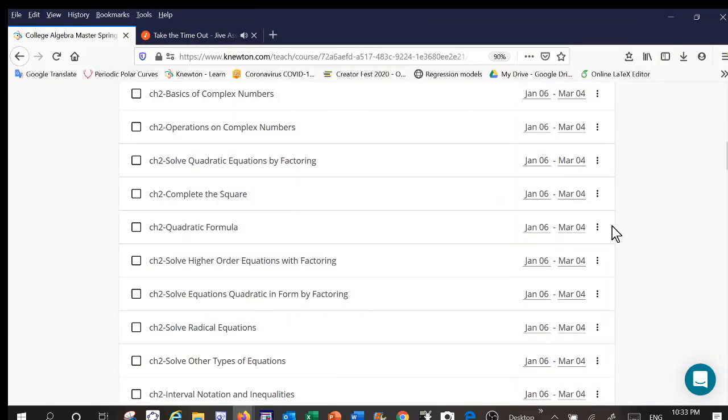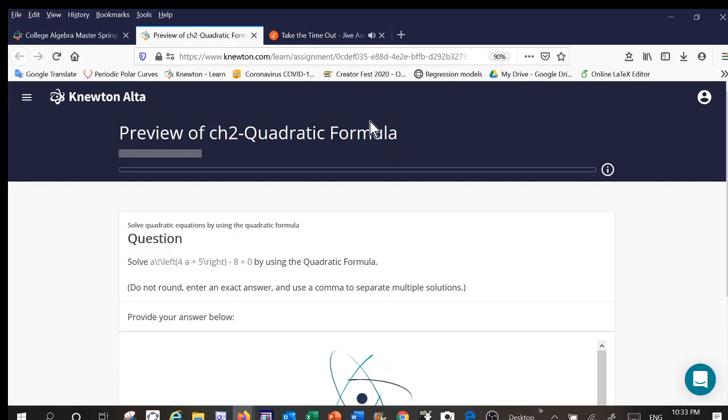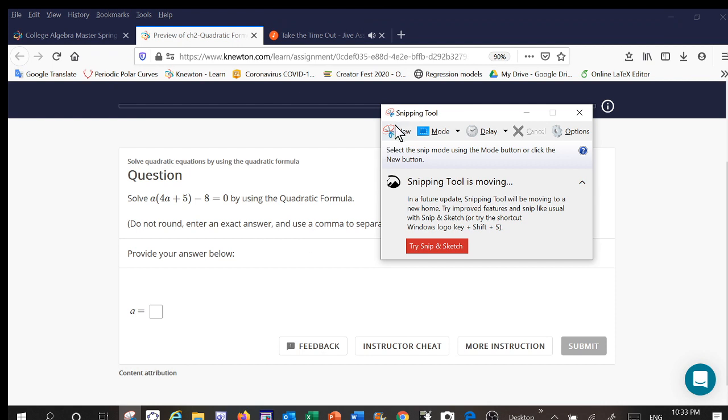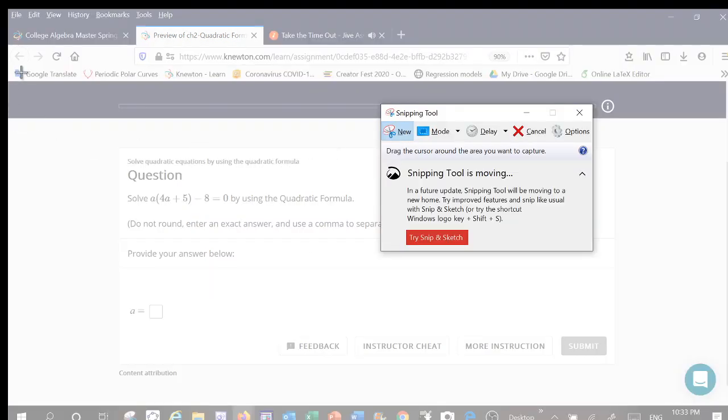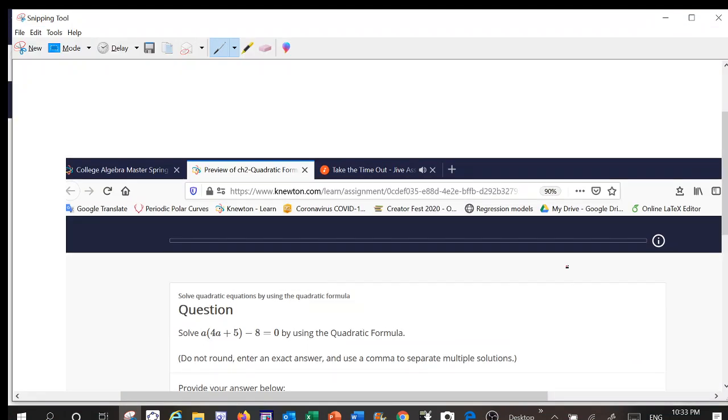So I'm going to start with quadratic formula and go from there. So let's talk a little bit about quadratic formula. What is quadratic formula and how do we use it?